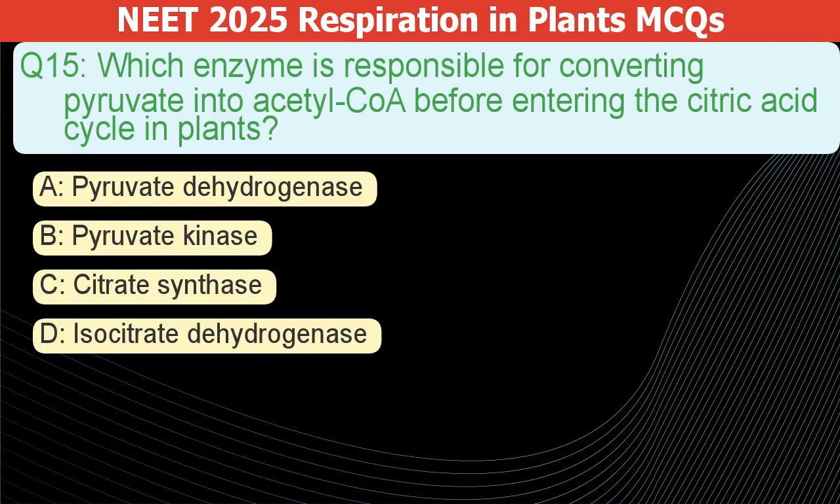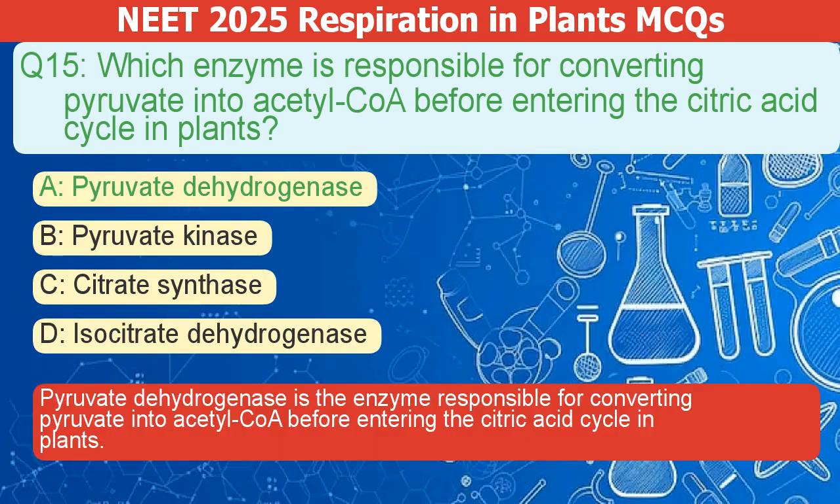Which enzyme converts pyruvate to acetyl-CoA before the citric acid cycle in plants? A. Pyruvate dehydrogenase. B. Pyruvate kinase. C. Citrate synthase. D. Isocitrate dehydrogenase. The correct answer is A. Pyruvate dehydrogenase is the enzyme responsible for converting pyruvate into acetyl-CoA before it enters the citric acid cycle in plants.